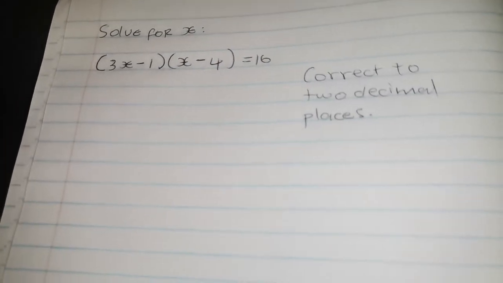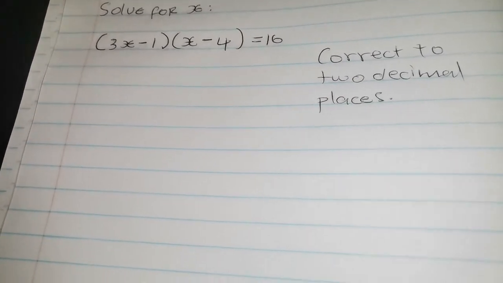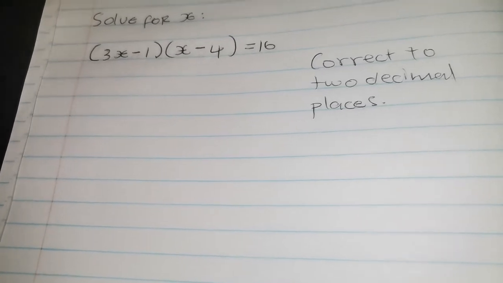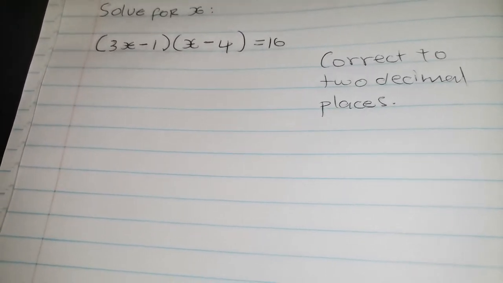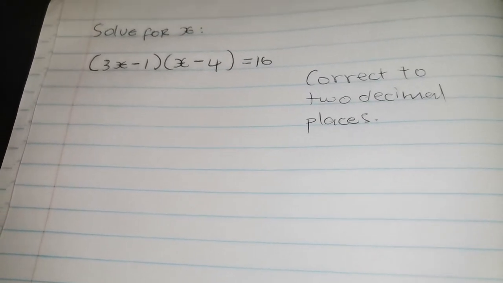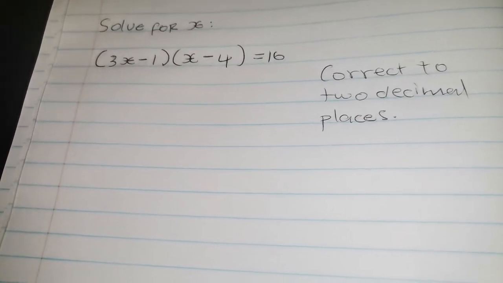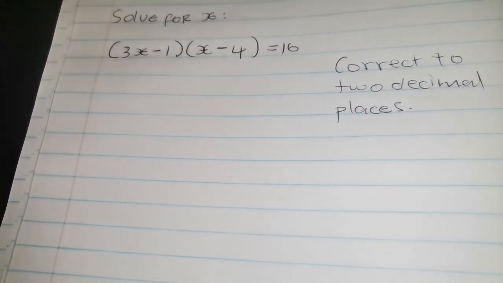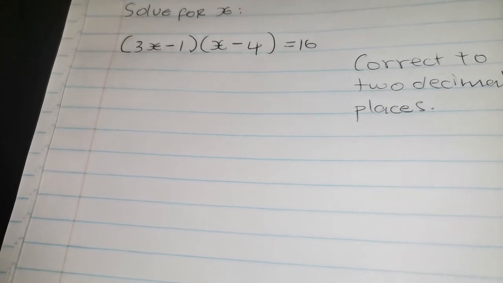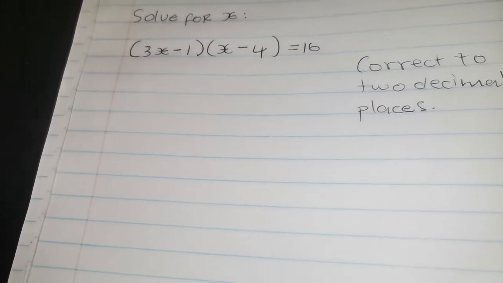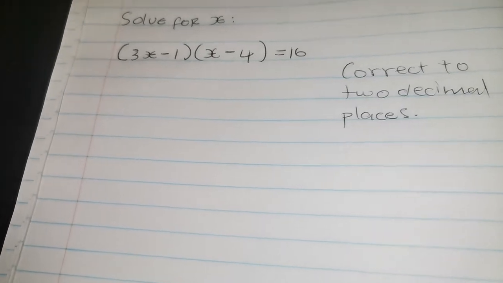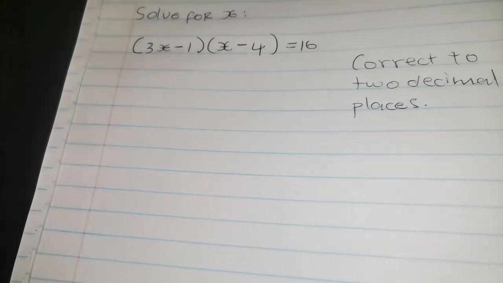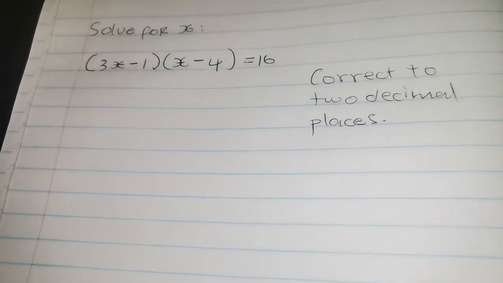The first bracket is of 3x minus 1. Close bracket. The second bracket is x minus 4 equals 16. So then on your right-hand side, it says correct to two decimal places. Guys, this statement is so important. You need to consider this statement, because if you don't consider this statement, you're going to sweat if you're gonna apply other steps without applying those ones that your teachers have taught you, perhaps a quadratic equation, if I may say so.